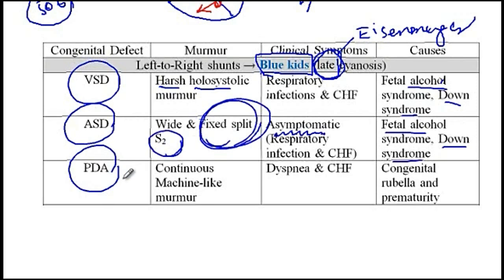And finally, patent ductus arteriosus, which presents with a continuous machine-like murmur and is commonly seen with congenital rubella infection.